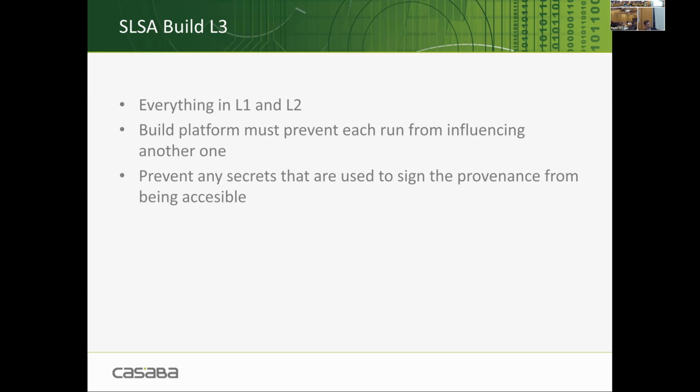So you want to make sure that the builds are entirely isolated. One build can't influence another build. The results can't be influenced or anything of that sort. And this is why it's included in level 3, is level 3 you want to prevent tampering during the build process. You also want to prevent any secrets that are used to sign the provenance from ever being accessible, because obviously if you have the secrets, well, you can sign your own provenance at that point and then forge away, and then it causes issue.